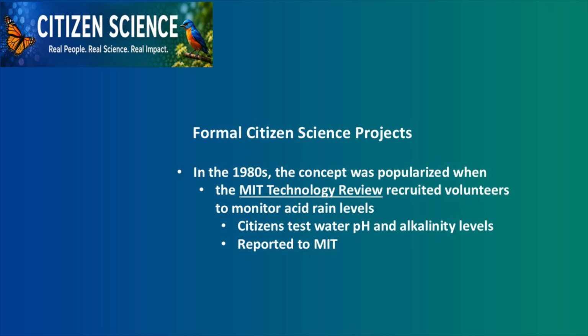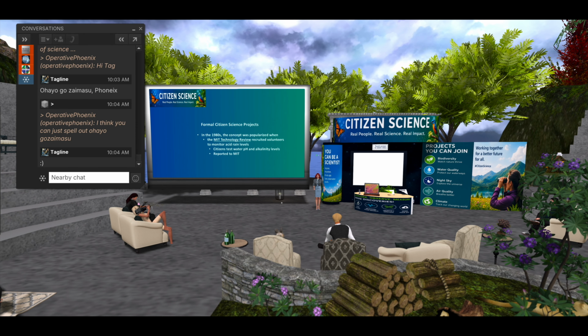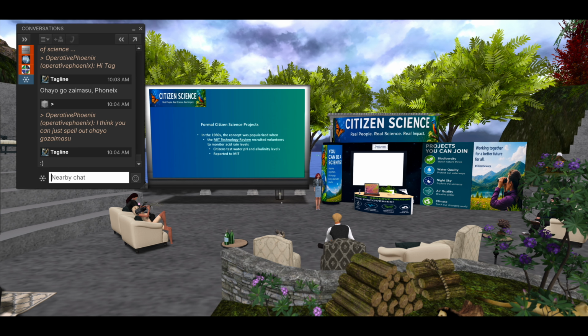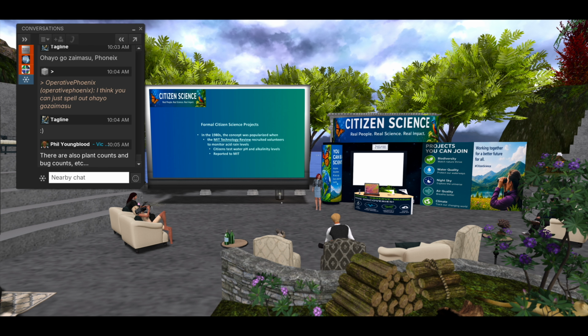In the 1980s, MIT launched a citizen science project. They recruited volunteers to monitor acid rain levels, where citizens tested the water for pH and alkalinity levels and then reported back to MIT.